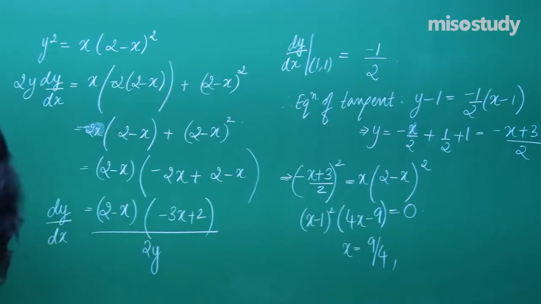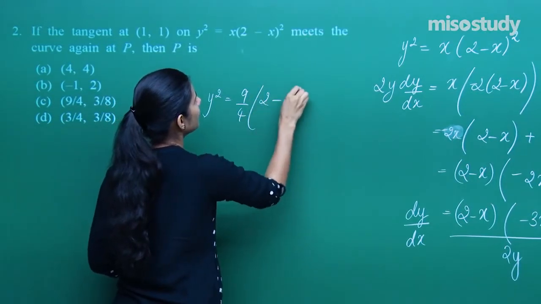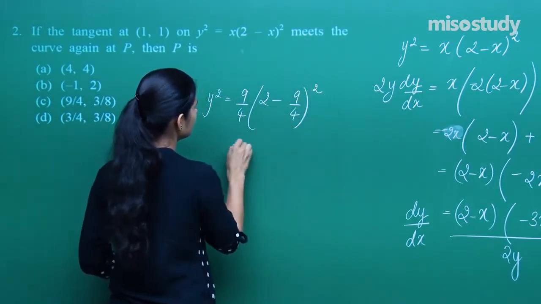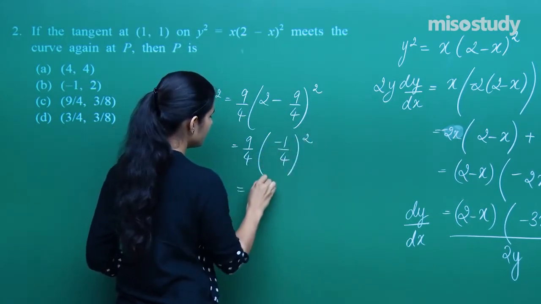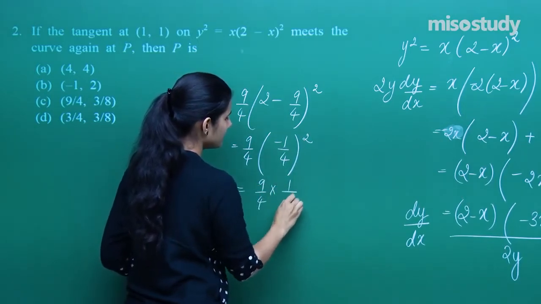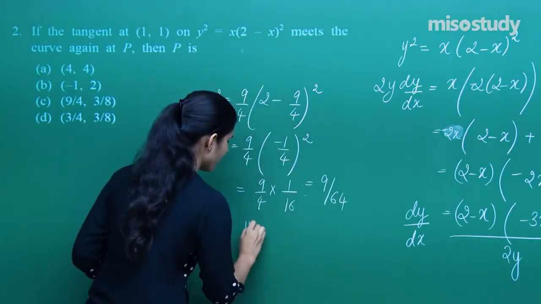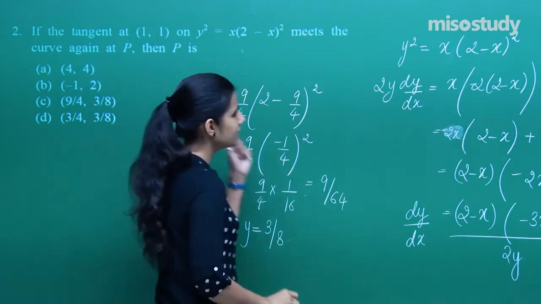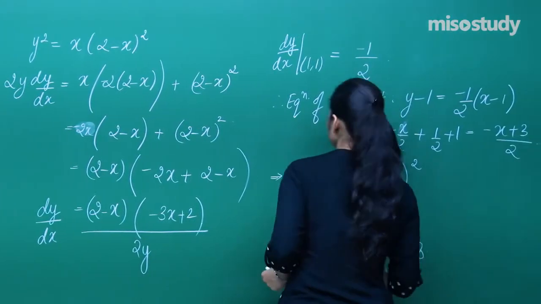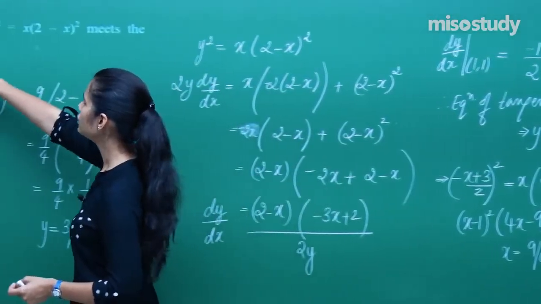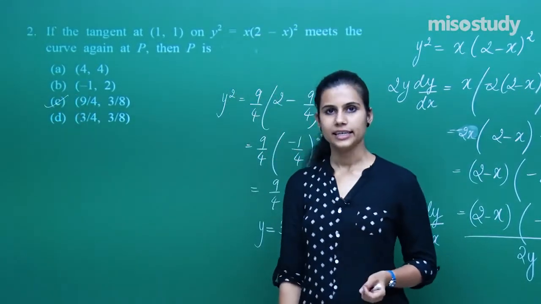If x is 9 by 4, y square is 9 by 4 into (2 minus 9 by 4) whole square, which is 9 by 4 into (minus 1 by 4) whole square, which is 9 by 4 into 1 by 16, which is 9 by 64, and therefore y comes out to be 3 by 8. So therefore x is 9 by 4 and y is 3 by 8. This is that particular point where the tangent to this curve at this point meets this curve. It is (9 by 4, 3 by 8).